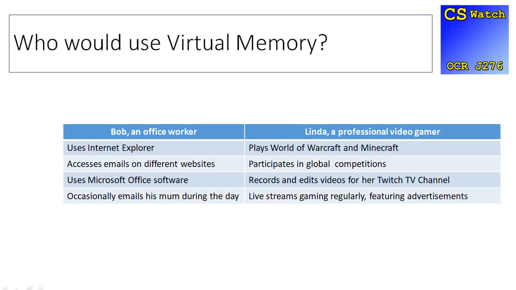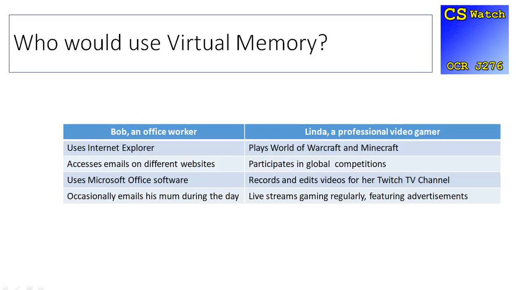If we think about Linda, she wants to make sure that her PC is running as fast as possible. Both to be able to be competitive on World of Warcraft and Minecraft when she's playing online, and then also to make sure that she can record and edit her videos, get them uploaded onto Twitch, and get that sorted out really quickly, really easily. Bob, on the other hand, doesn't really need a fast PC.